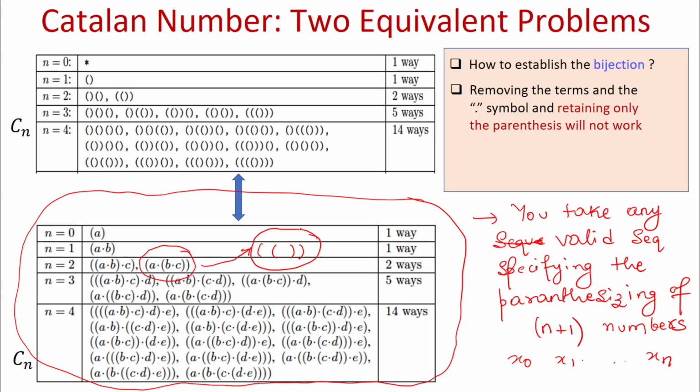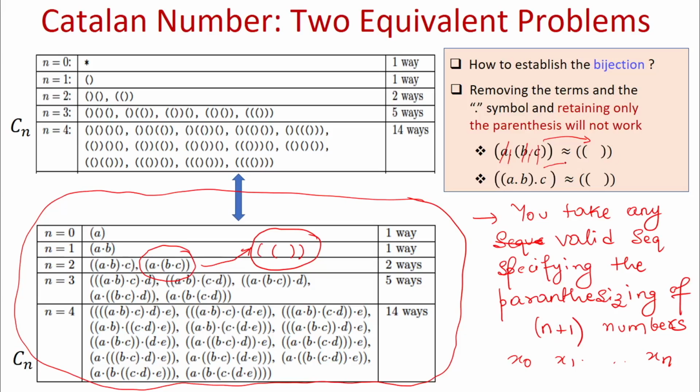But it turns out that, even though you get a valid string consisting of n pairs of parentheses, this is not an injective mapping, because as per this process, the sequence where B and C are multiplied first and then the product is multiplied by A will lead to this sequence, because you will forget about A, you will forget about dot, retain the left parenthesis, and then you again have a left parenthesis, then you forget about B, forget about dot, forget about C, then you have right parenthesis, right parenthesis.